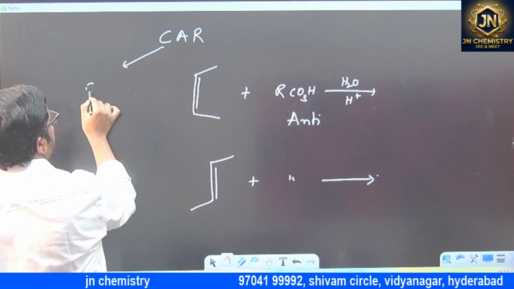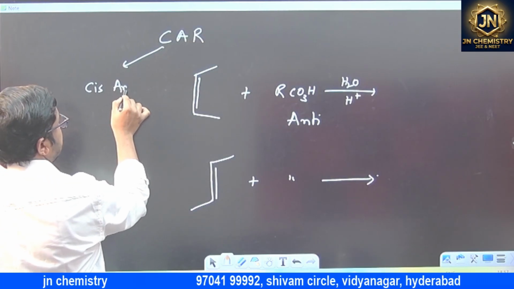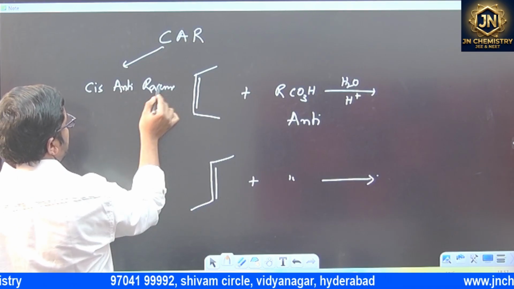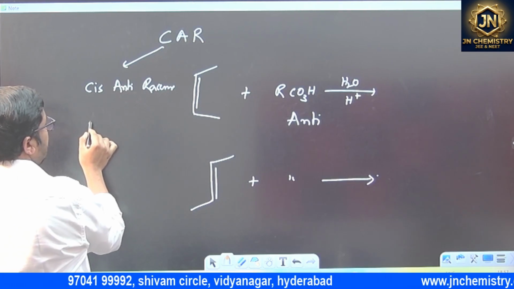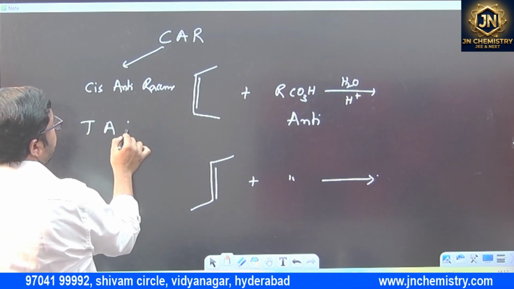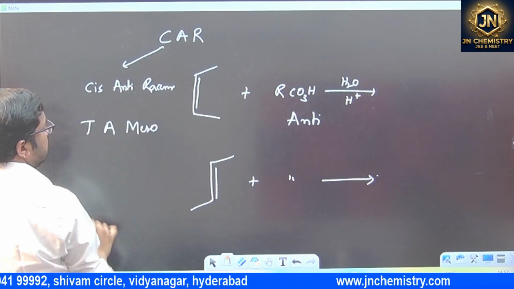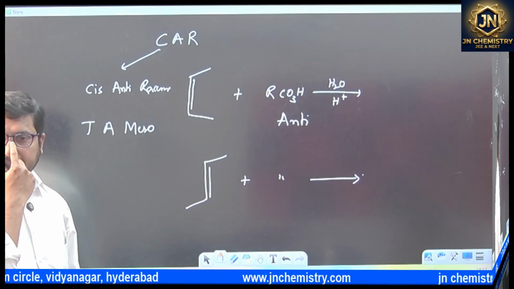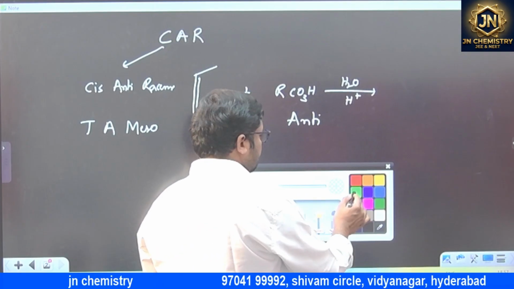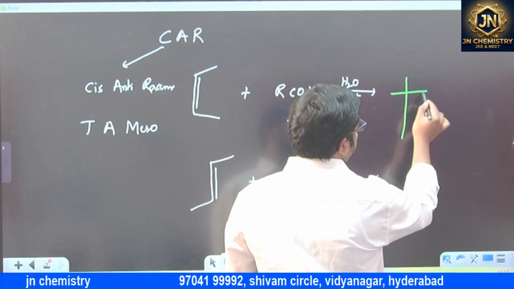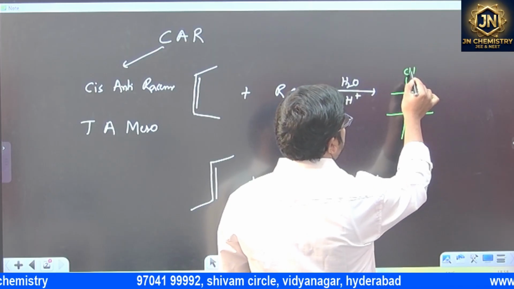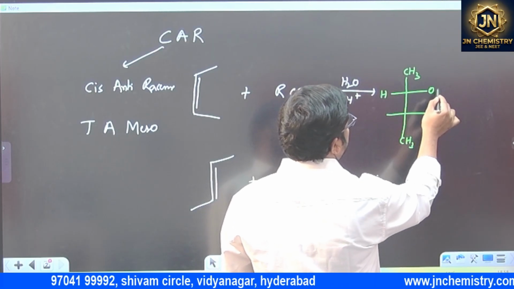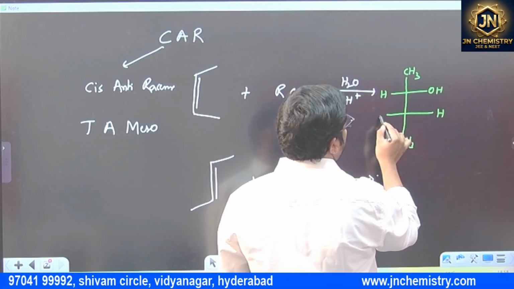Cis anti-addition will get racemic mixture. Right? Trans anti-addition will get meso. Trans anti-addition will get meso. What will be the product? CH3, HOH, HOH.